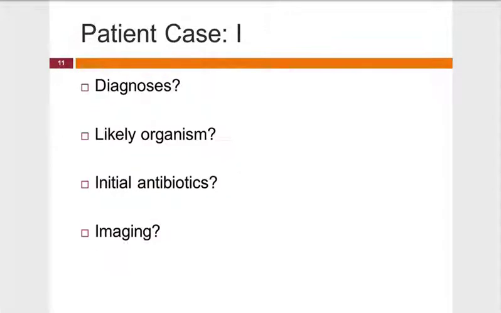So when you're looking at a patient, as we discussed, these are the things that we want to look at. What are some things that are going through your mind as a diagnosis in this patient? Which organisms, what antibiotics, and what imaging, if any, do you want to get?